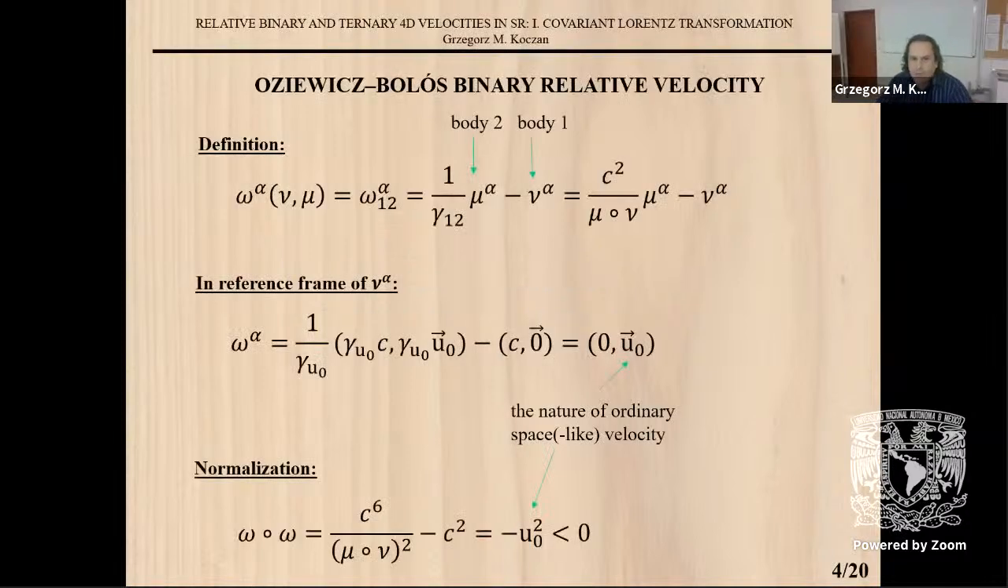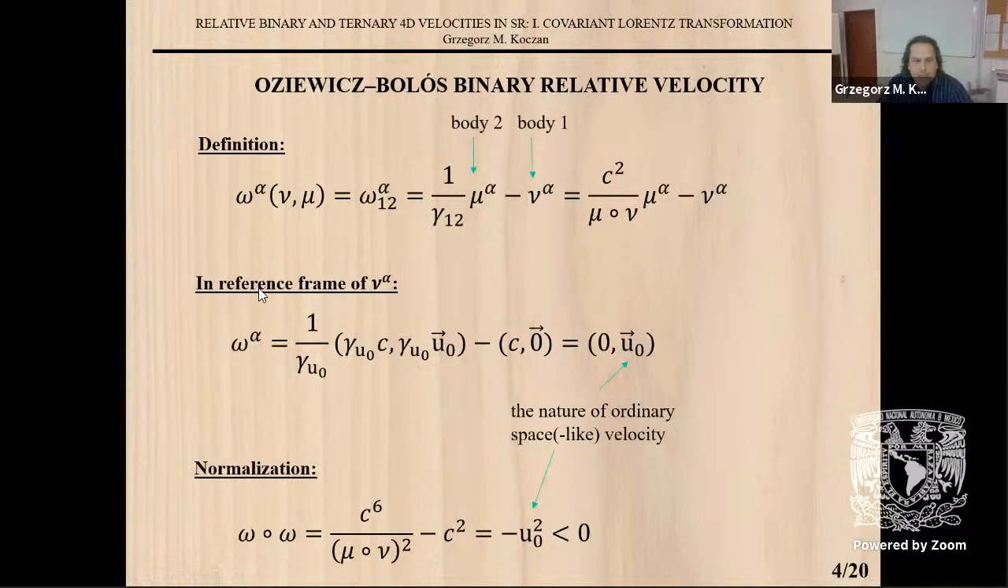Exactly Oziewicz binary relative velocity. I call it Oziewicz-Bolus binary relative velocity. The definition is: it is a subtraction of the Minkowski velocity of one body and two body, but the first velocity we need, with division by gamma factor. And exactly what does this mean here?